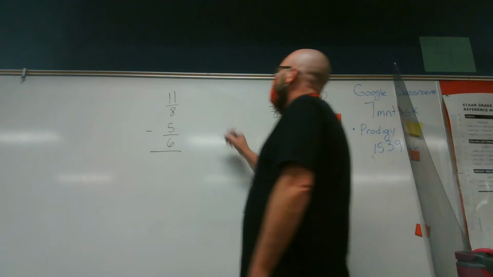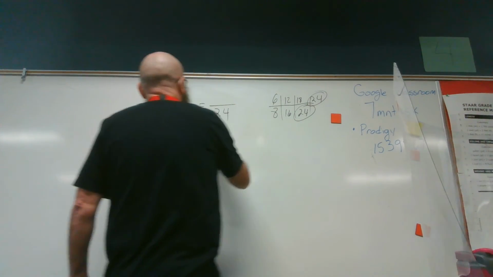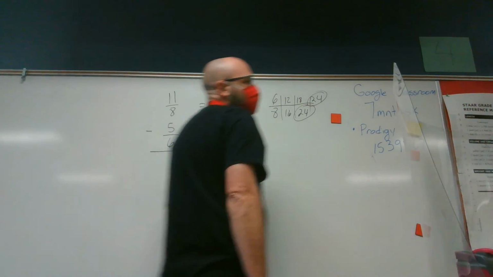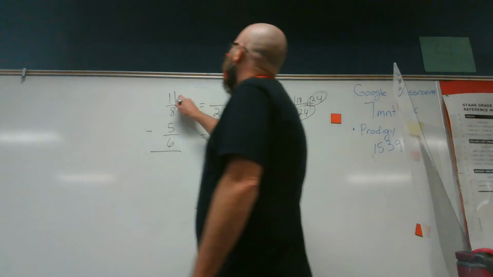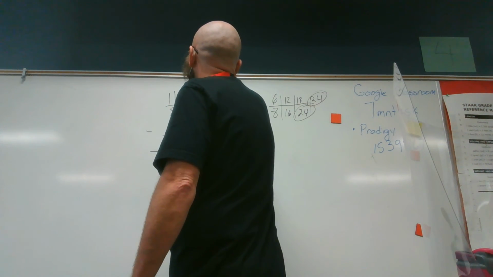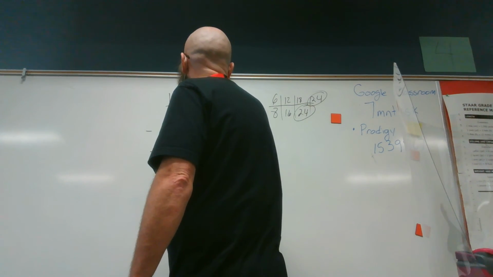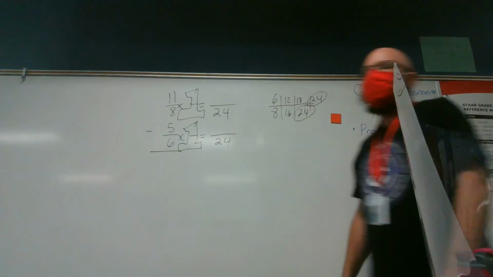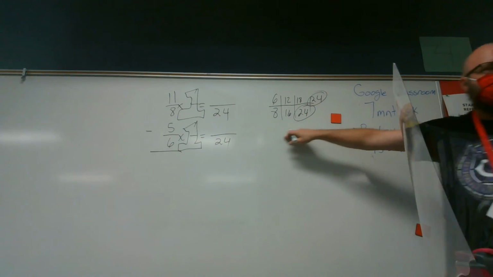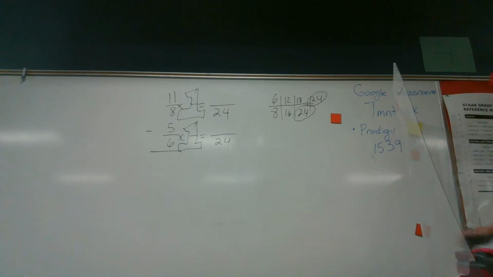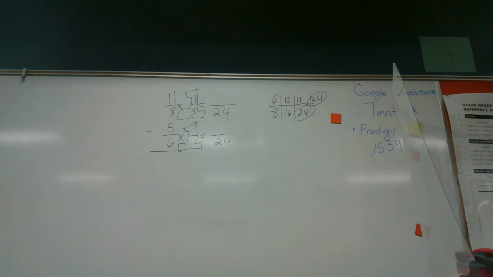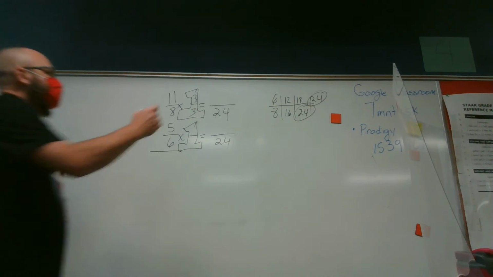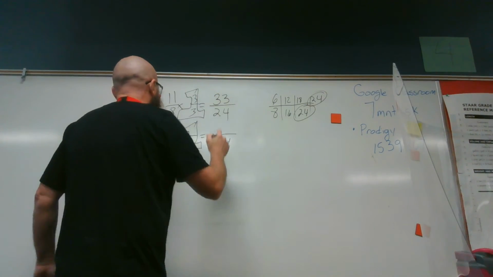So I need to change both these fractions so that they have a denominator of 24 without changing the value. So I multiply each of these by a fraction that equals 1. 11/8, what do I multiply by? 3. I can look over here or I can look at a multiplication chart. I multiply by 3/3. My new numerator is 33. Some of you who didn't do well on this are not paying attention, which hurts my feelings.